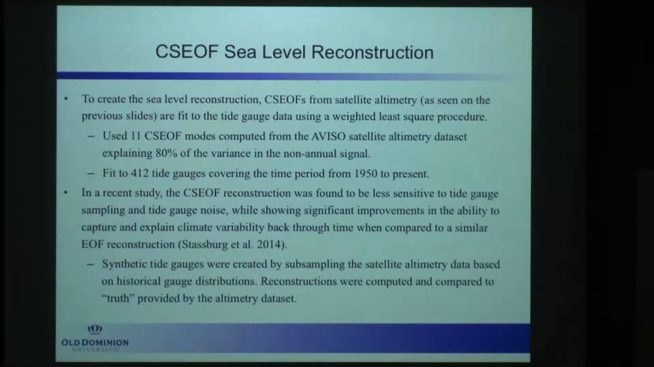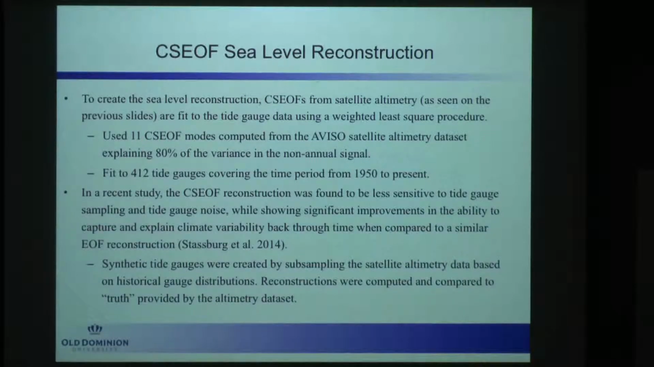All right, so we created the CSEOF reconstruction, and this is just some details. I won't get into them in depth. We created a CSEOF reconstruction from 1950 to present. We only had to use 11 CSEOFs, which is a nice feature of CSEOFs versus EOFs. 11 CSEOFs give you 80% of the variance in the satellite altimetry. You need hundreds of EOFs to do the same thing. And we're selecting 412 tide gauges from 1950 to present that we're fitting to. In a recent study, a graduate student at the University of Colorado found the CSEOF reconstruction outperformed the EOF reconstruction based on a number of tests that he did.